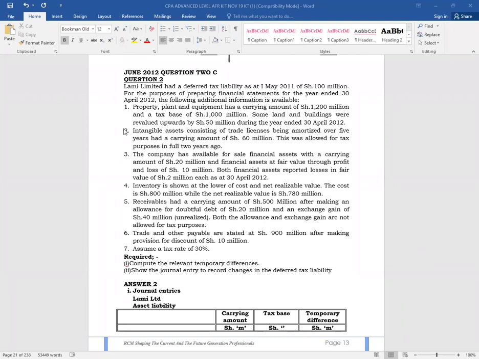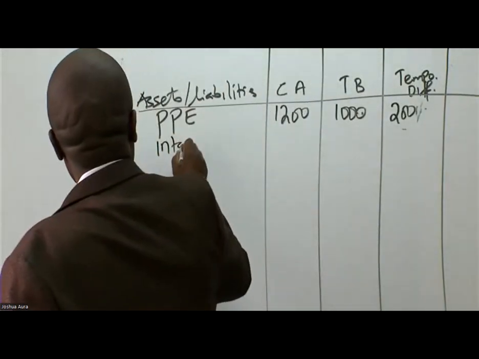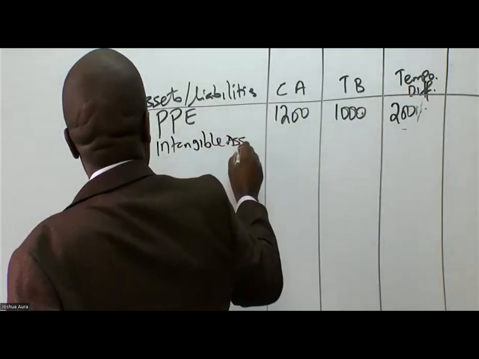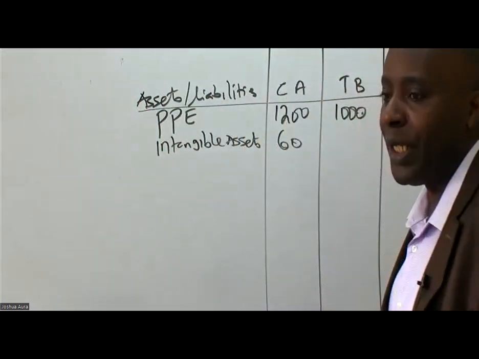Note number 2: intangible assets consisting of trade licenses being amortized over 5 years had a carrying amount of 60 million. This was allowed for tax purposes in full 2 years ago. So I don't have a problem with the carrying amount. The carrying amount of these intangible assets is 60 million. So we have intangible assets, and the carrying amount is 60.